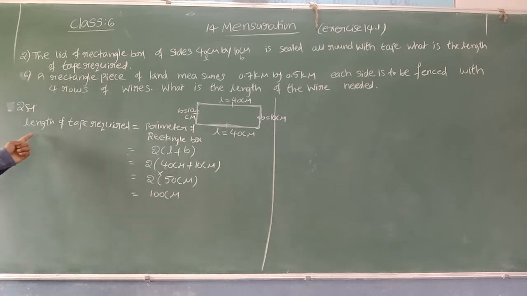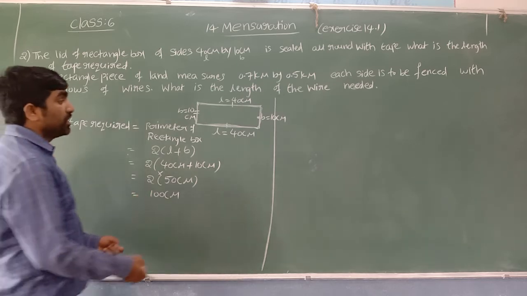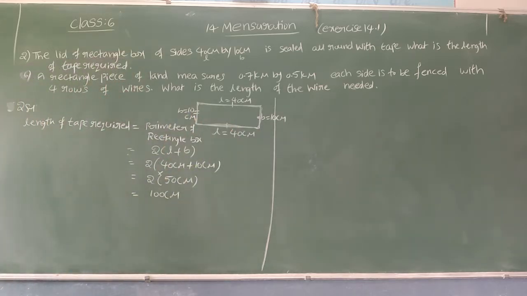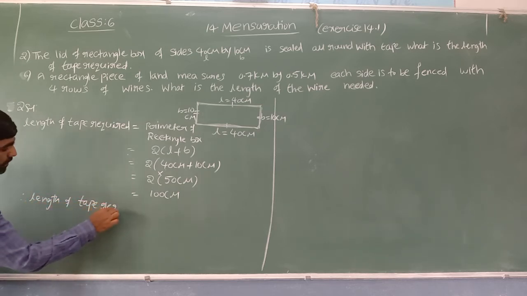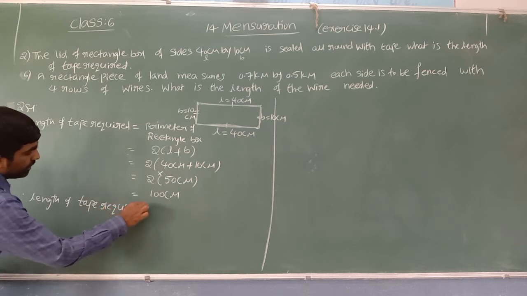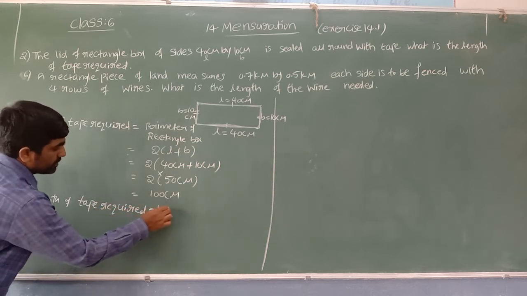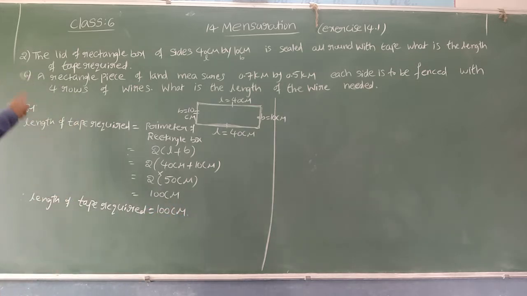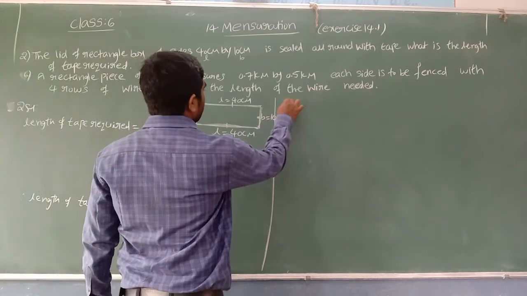So what is the length of the tape required? 100 centimeters length of the tape is required so that we can cover the boundary of the box with a tape. So we can write: therefore, the length of the tape required is equal to 100 centimeters. Now let's see one more, the sixth one, over here.